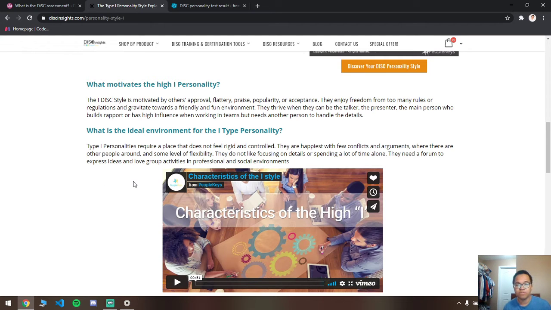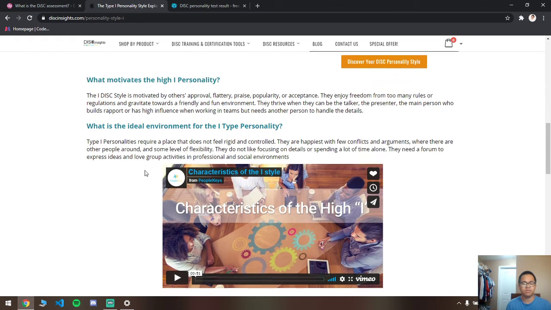They are the happiest with few conflicts and arguments, where there are other people around and some level of flexibility. They do not like focusing on the details or spending a lot of time alone. They need a forum to express ideas and love group activities in professional and social environments.